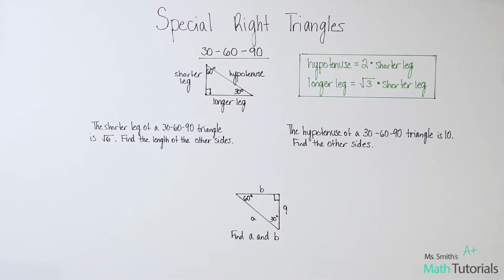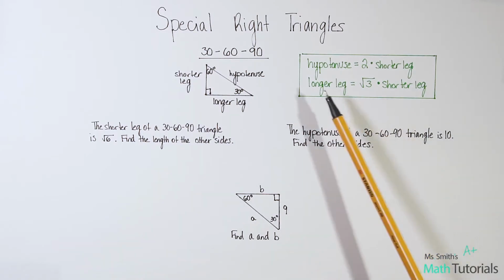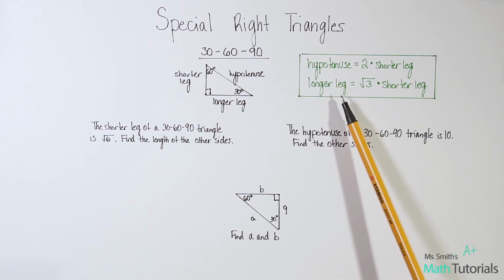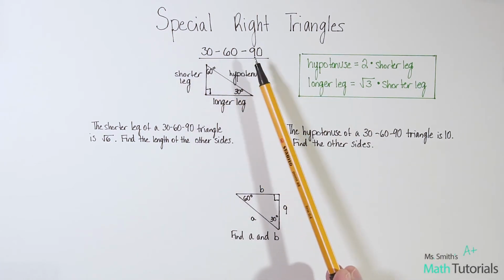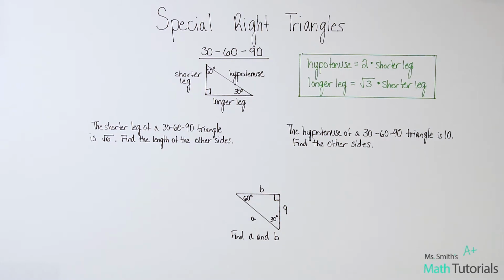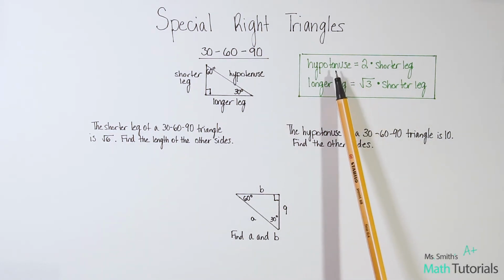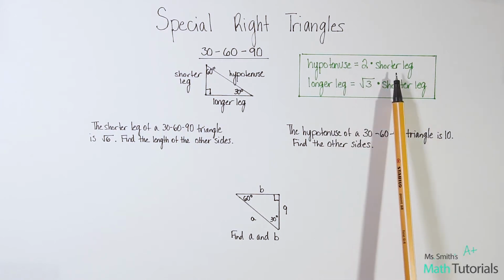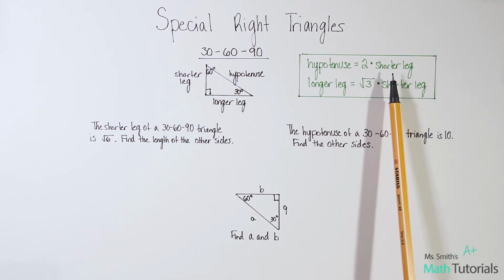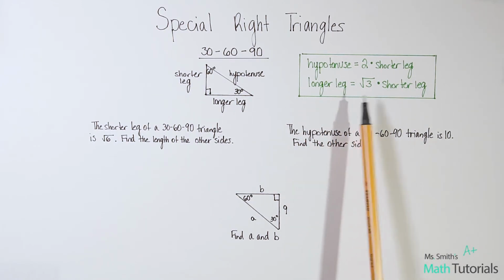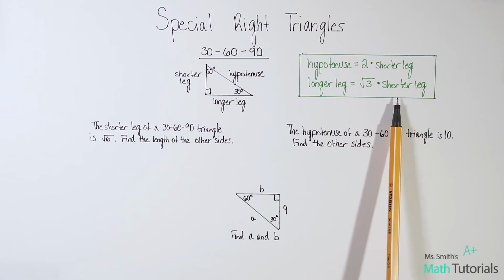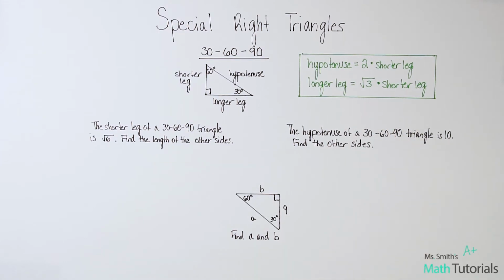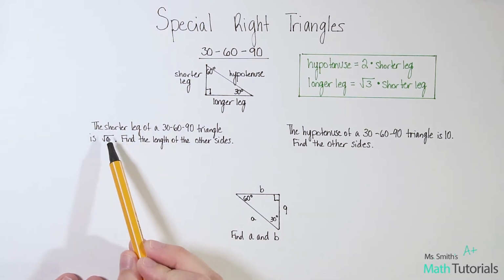Okay, so the rules I've highlighted here in green, okay? These are the two rules you would have to memorize for a 30, 60, 90 triangle. These are the shortcuts, okay? The first shortcut is the hypotenuse equals 2 times the shorter leg. Okay, that's one of the rules. The second rule is the longer leg equals the square root of 3 times the shorter leg. So if we know at least a little bit of information, right, we could try to figure out what the other sides are using very quick shortcuts. So let's start with an example.